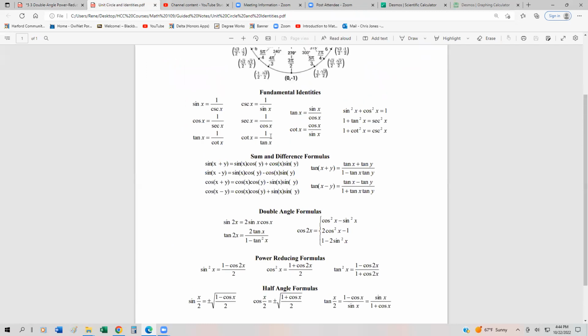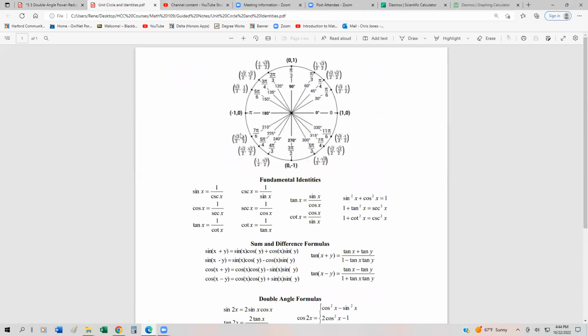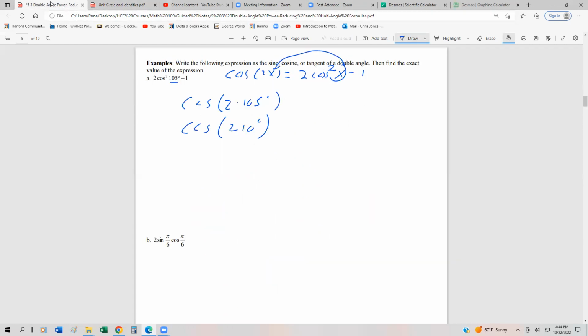All right, so we go to our unit circle, we go to 210 degrees, we go to the x coordinate, excuse me, it's going to be negative root 3 over 2, since it's the x coordinate. So this will end up being our opposite of root 3 over 2.